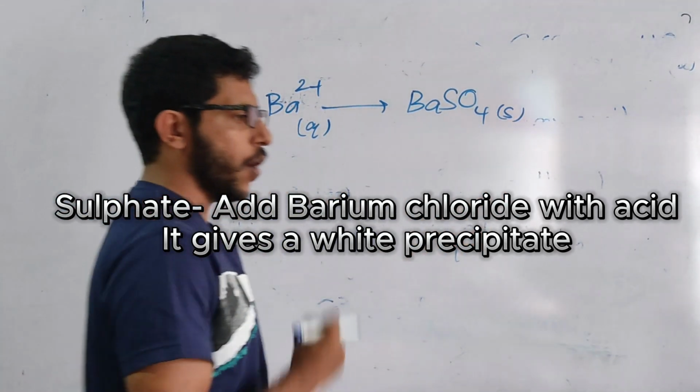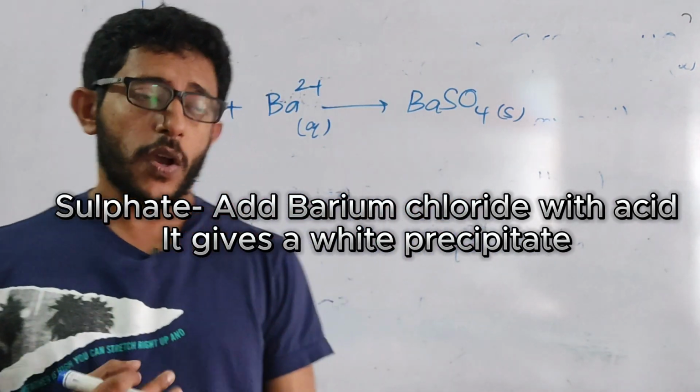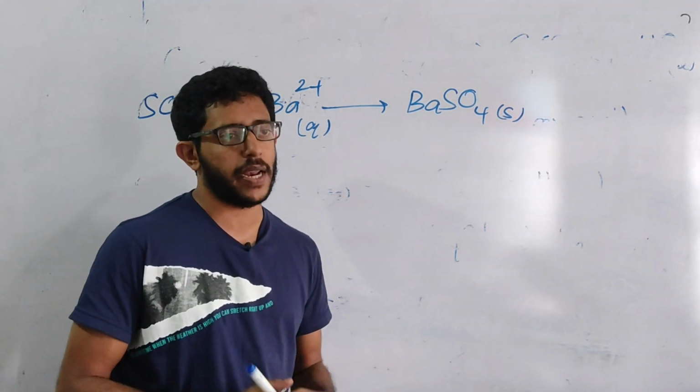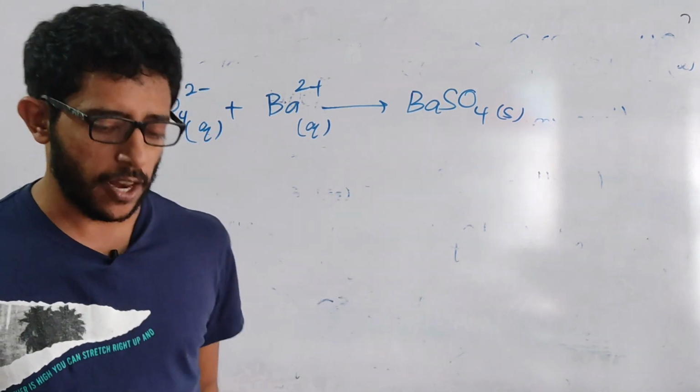This is also a very common ionic equation they ask. A test with barium chloride. We use that to identify sulphate ions. It gives a white precipitate that doesn't dissolve in acids, right? So that is for the sulphates.